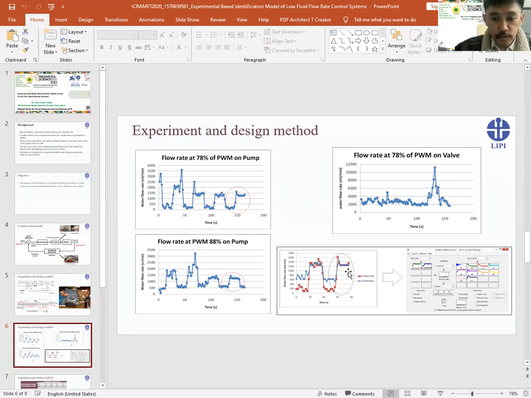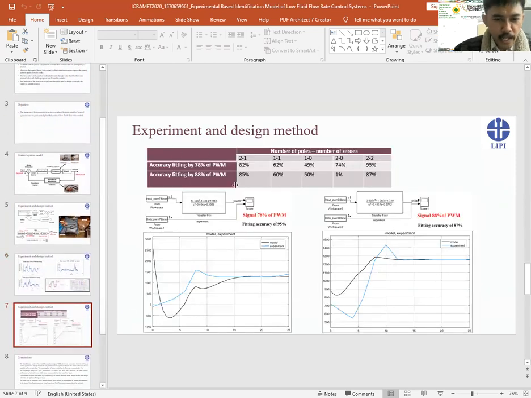We can use software, for example MATLAB. They have the System Identification Toolbox. You can use this toolbox to apply the system identification method. You can input the experiment data, and then you can generate the transfer function, the control system model.